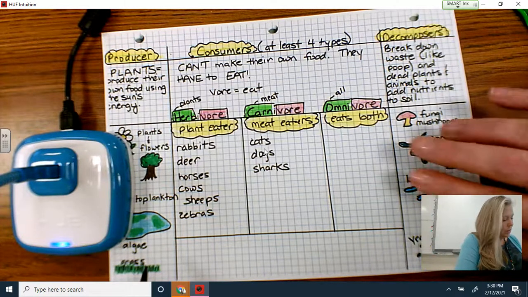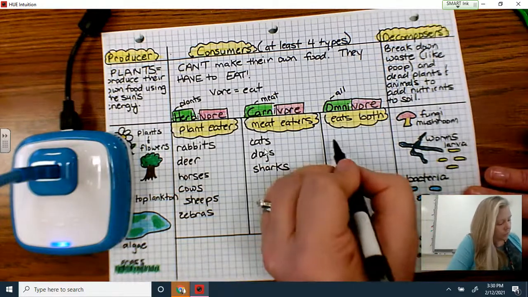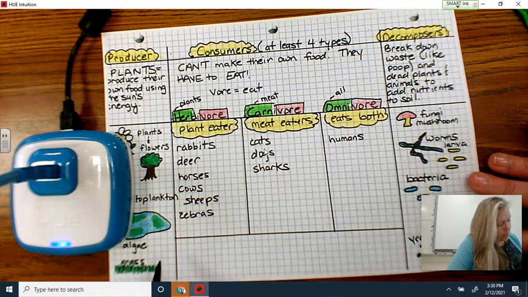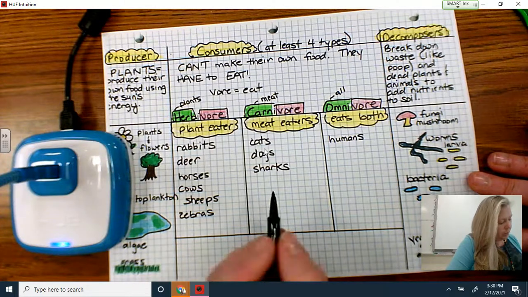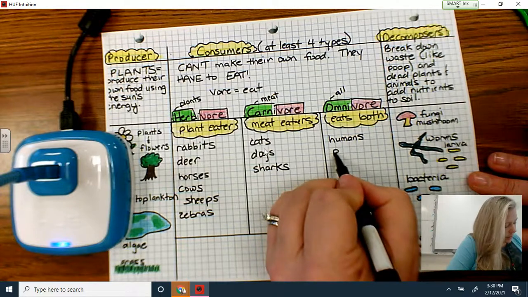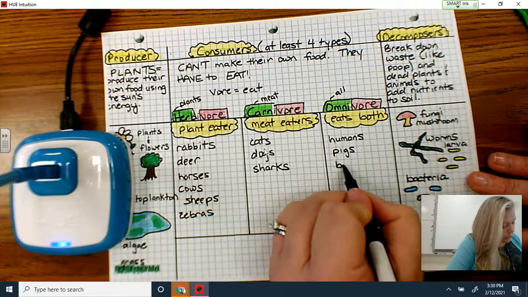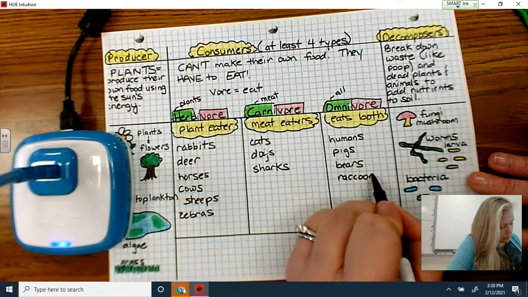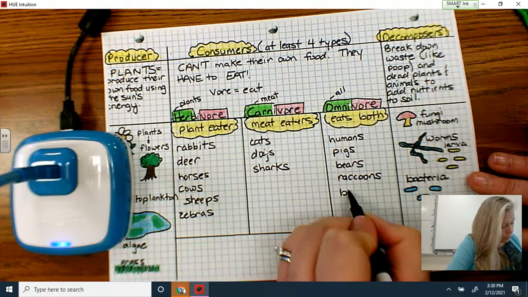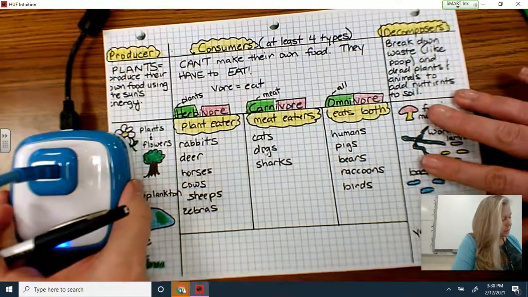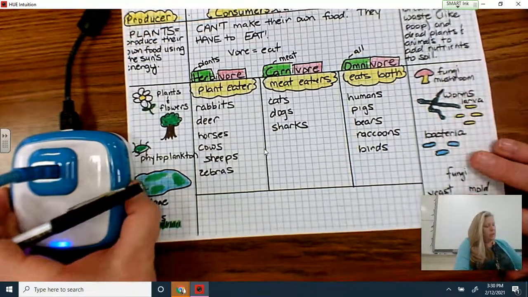Now, omnivores, though, they're pretty cool. Of course, humans are omnivores. Just because you're a vegetarian doesn't make you a herbivore. Humans technically by default eat both. Now you can make choices about what you eat, but pigs, like I said before, bears eat both, raccoons, birds. Birds usually eat both bugs and plants. And those are just a few. There are many more that you can add, and we can add more to the list later.